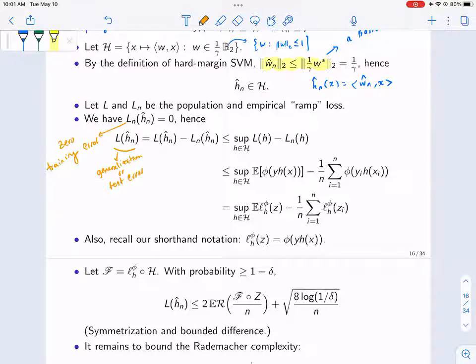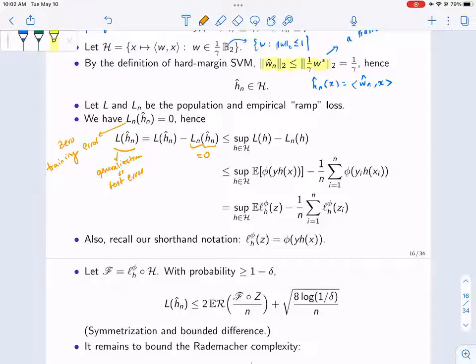I'm going to look at the difference. This one is 0 by the observation that we have. So when we look at the difference of the population loss and the empirical loss, the empirical loss is 0. Now this is bounded by the supremum over the class H, right? And if you just plug in what the definition of these are, that's this.